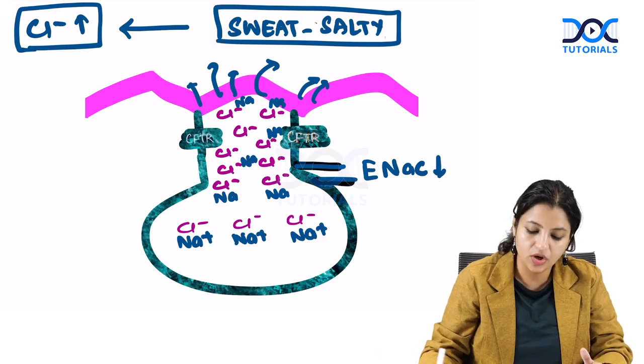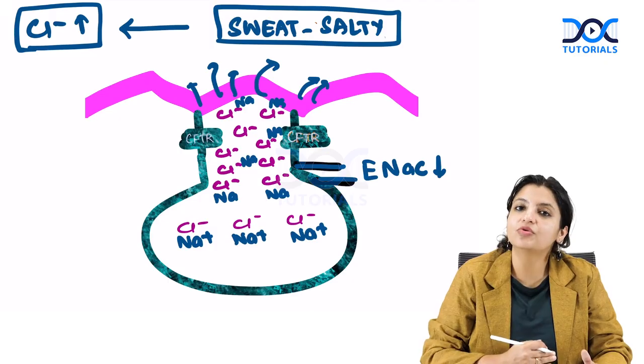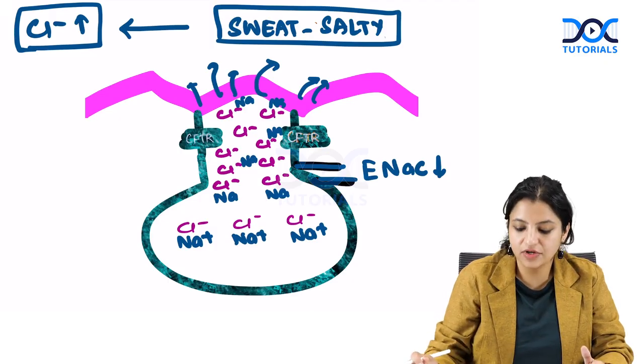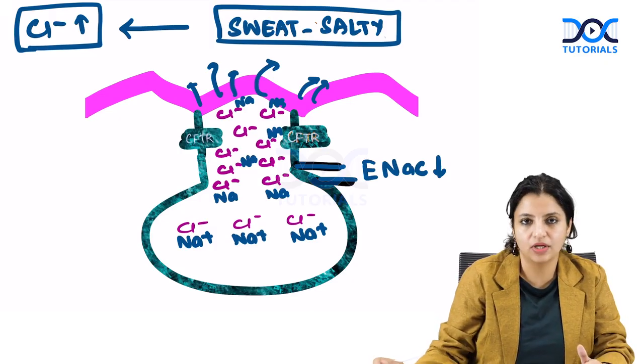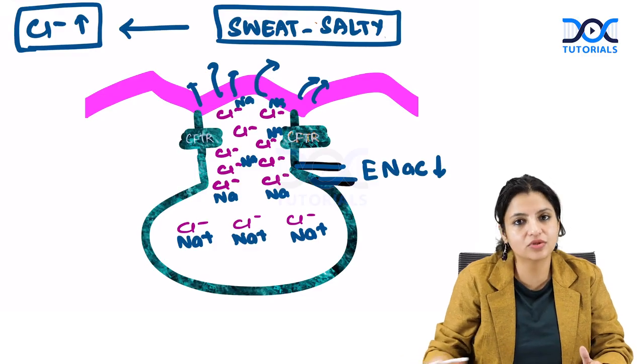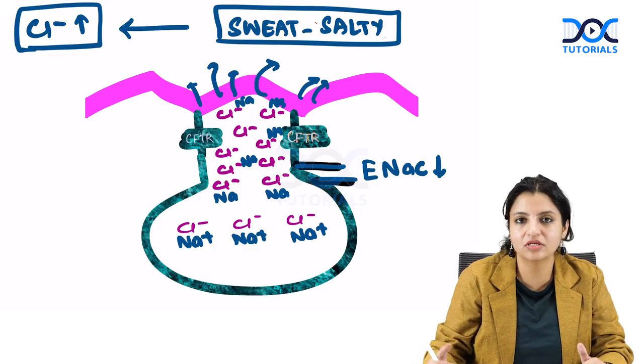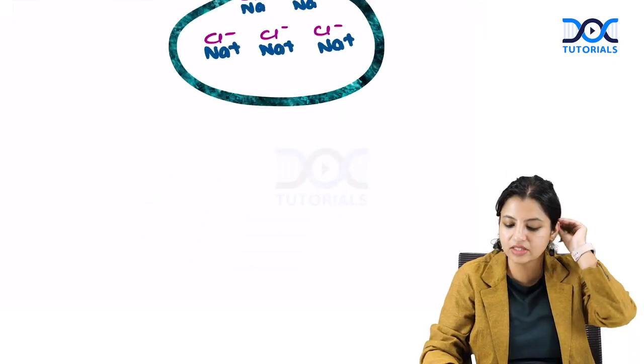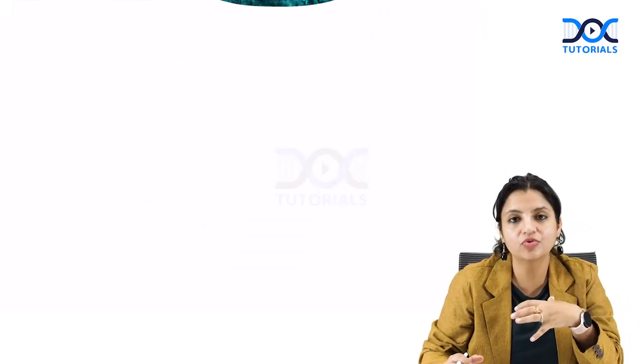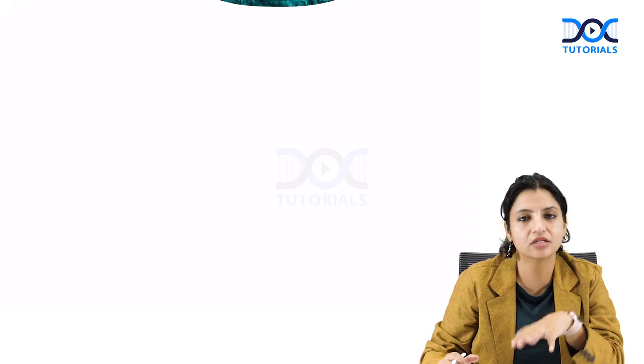Now, what happens about the rest of the organs? These CFTR channels are present all over the body. All the glands, all the secretions, all the organs have the CFTR channel. Now the problem arises in your respiratory mucosa, in the gastrointestinal tract, and in the pancreas.